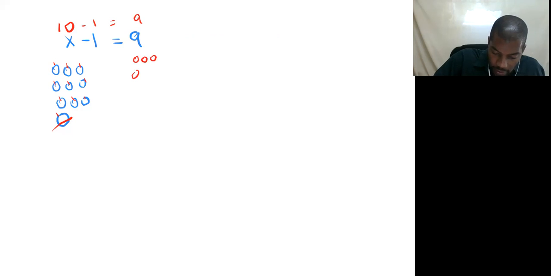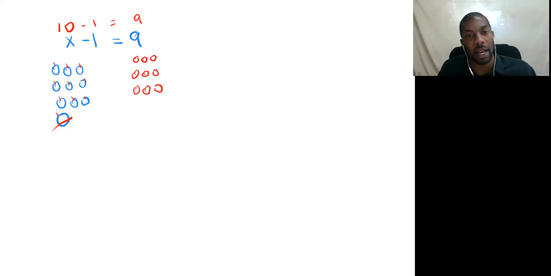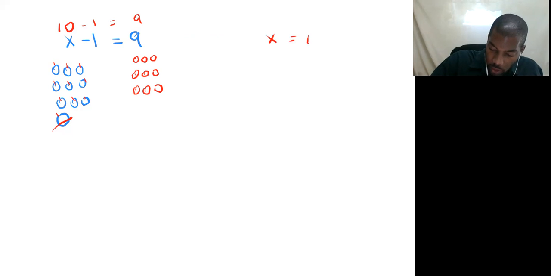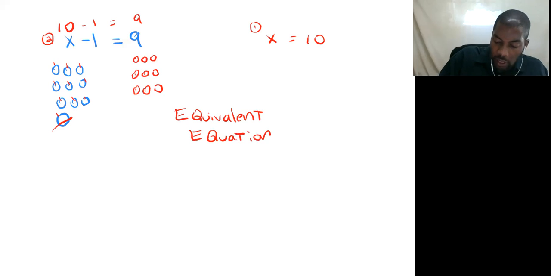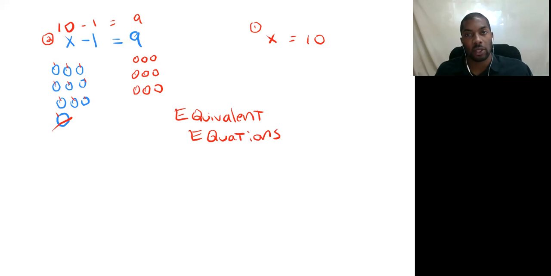9 and x minus 1, when x is 10, are equivalent. And so over here, I could say x is 10 is one equation, and the other equation is x minus 1 equals 9. And those are equivalent equations. Are there any other equations that could be equivalent to x minus 1 equals 9 besides when x is 10?